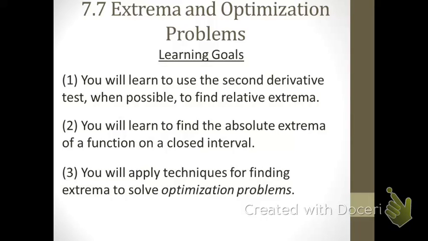Alright, you're back with Mr. Klinkman. We are going to start working on the final goal of this section, where we're going to be working on optimization problems. We've already read the 3 learning goals, where the third one is that you're going to apply techniques for finding extrema to solve optimization problems. In fact, we've already worked on an optimization problem. I want to show you 2 to 3 more optimization problems that you might encounter and talk about the principles involved with trying to optimize some kind of function.